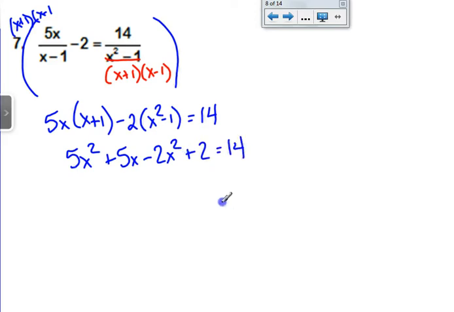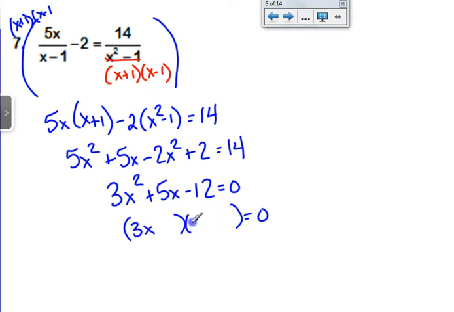equals 14. Since this is a quadratic, we have to bring everything to the left and set it equal to 0. So we have 3x squared plus 5x, and when I subtract the 14 over, I get a -12 equals 0. Now this one might take you a couple tries to factor it, but it's not that bad.